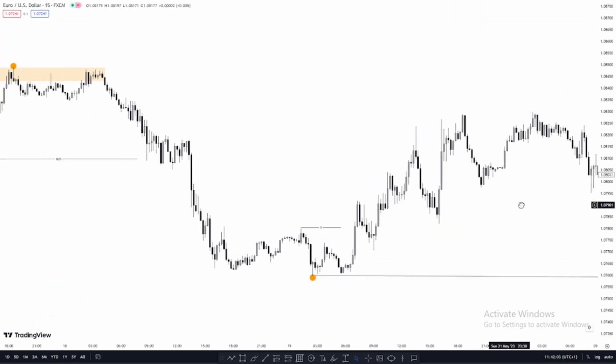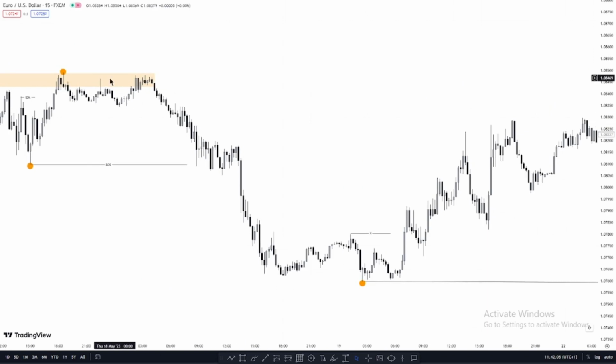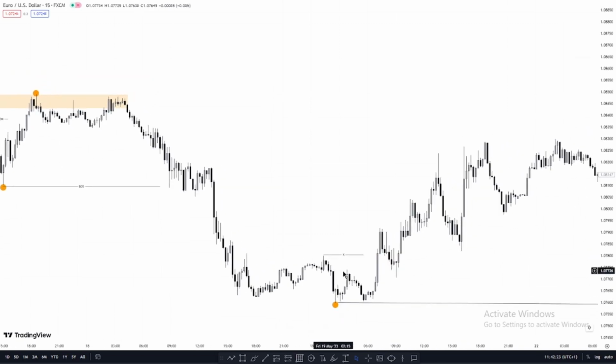All right. Now, remember, your range is from this high to this low. You don't need to mark everything as break of structure, and all that. This is your range. From this high to this low is your range. That is your valid range. Okay. Now, after it took out this inducement, what happened?